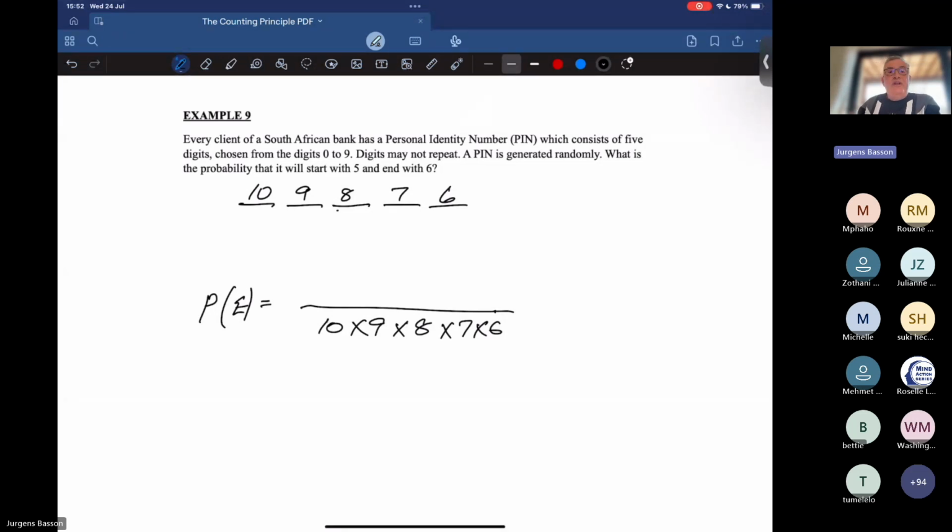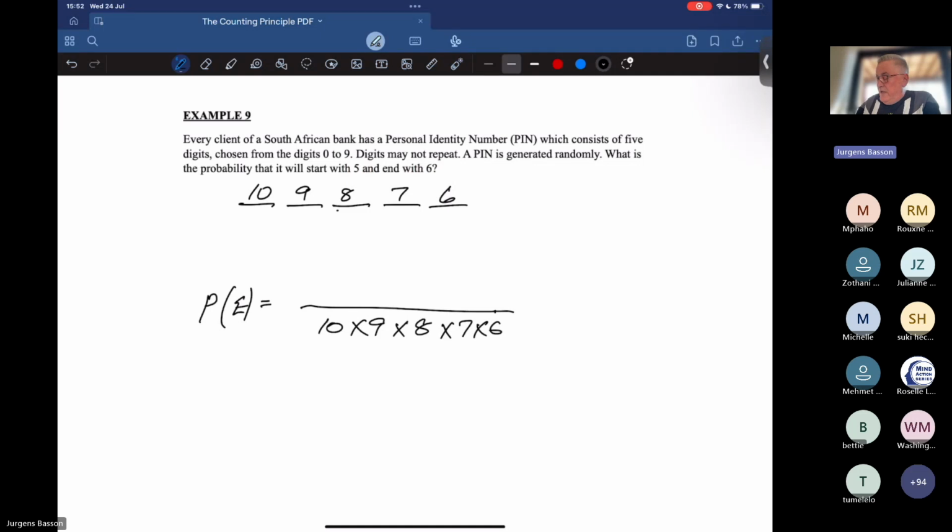So now we need to look at what is the restriction. And if we read this, I say the PIN consists of 5 digits chosen from digits 0 to 9. We use the 10 digits. Digits may not repeat. A PIN is generated. What is the probability it will start with a 5 and end with a 6?